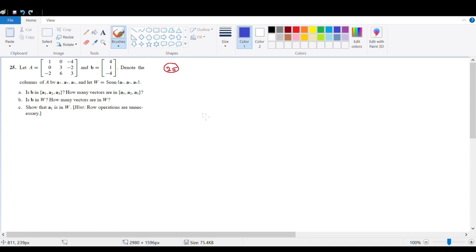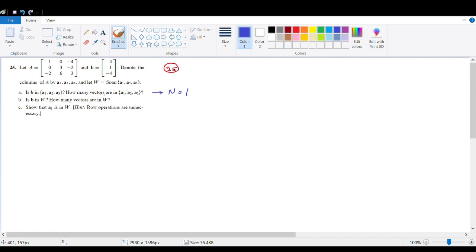In 25, let A be the matrix, and here we have B a vector. Denote the columns of A as A1, A2, A3, and let W be span {A1, A2, A3}. We asked the first one: is B in {A1, A2, A3}? That means no, because {A1, A2, A3} is the set of 3 vectors only. So the first one is no.